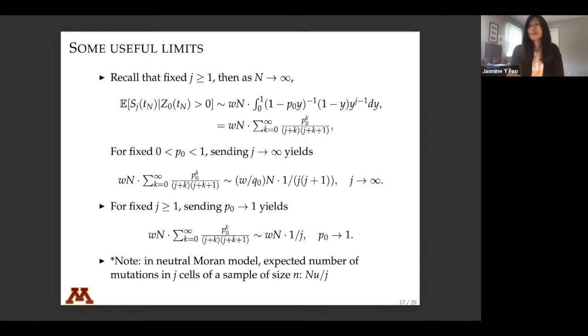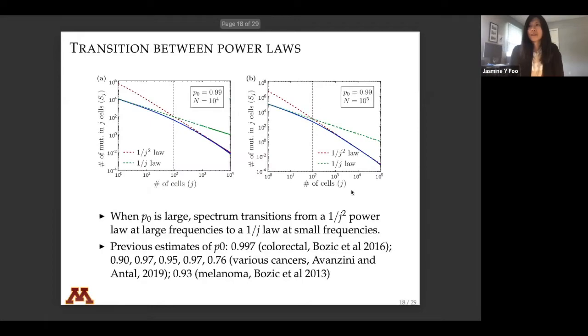But when p naught is bigger than 0, the SFS still follows the 1 over j squared law at the large frequency end, but it deviates at the small frequency end. And as p naught approaches 1, it transitions to the 1 over j law of the constant Moran model. So here you can see this in the figures.